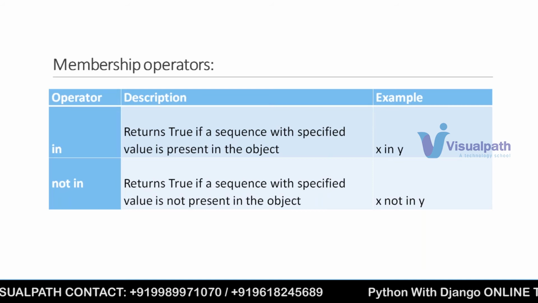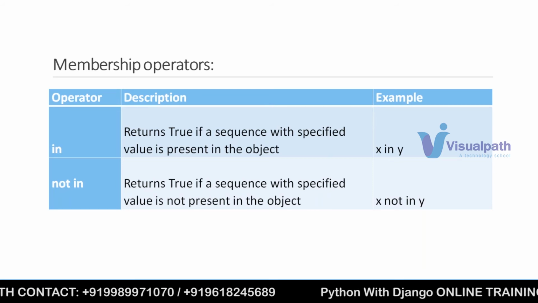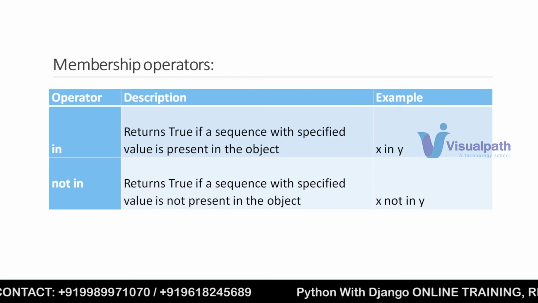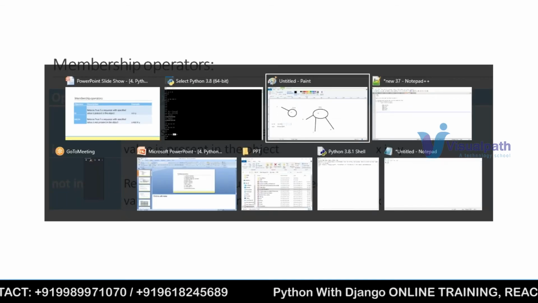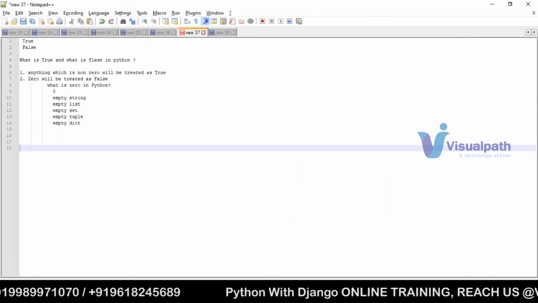Now see what we are saying: the in and not in operators return true if a sequence with the specified value is present in the object. Now we need to know what the sequenced data types are.